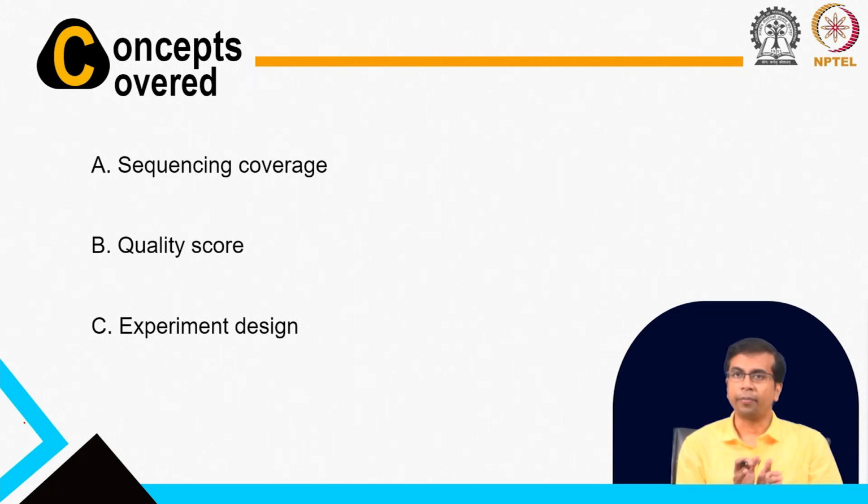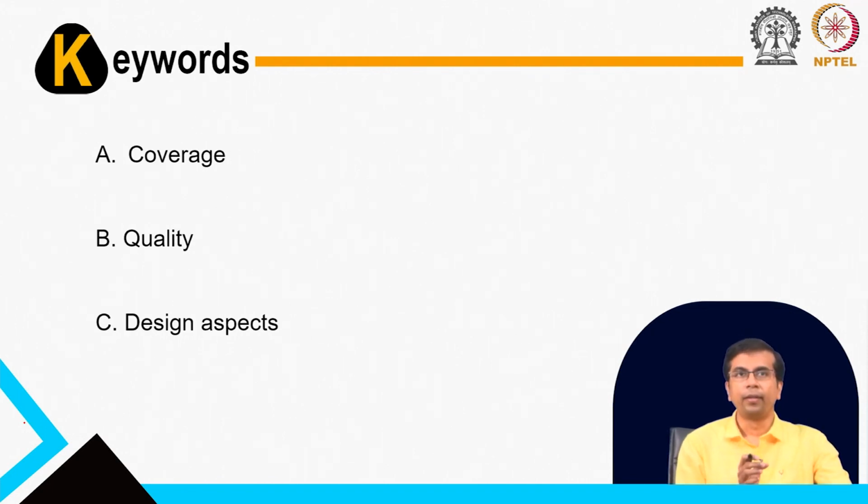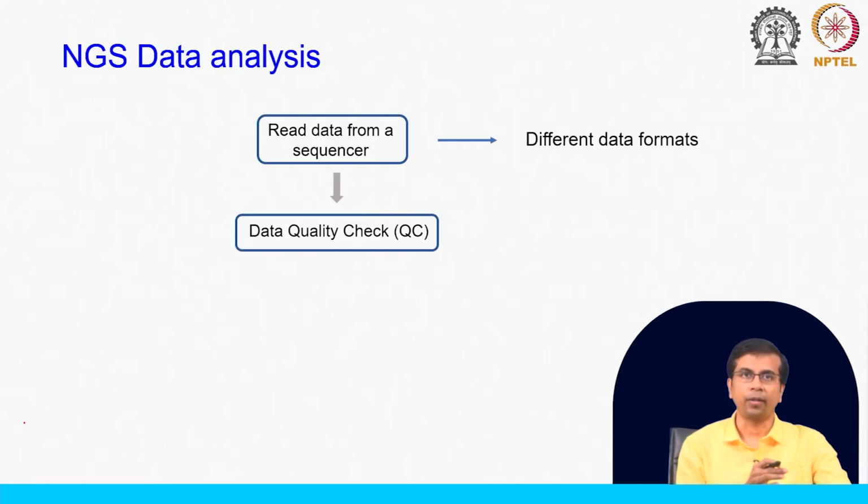And finally, we will have some discussion on experiment design. Maybe at some point you will have to design an NGS experiment. You want to use these NGS methods for your project or for some work, and you might be wondering which platform should I use, what should be the read length, how many reads do I need, what kind of sequencing method should I adopt. These questions of course require careful examination of different parameters. So, at the end we will discuss this experiment design. These are the keywords: coverage, quality and design aspects in this class.